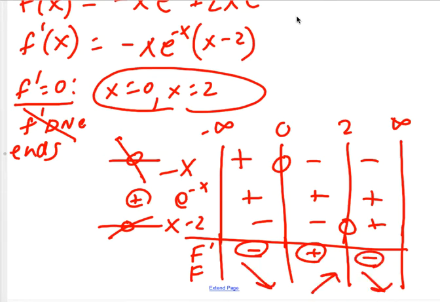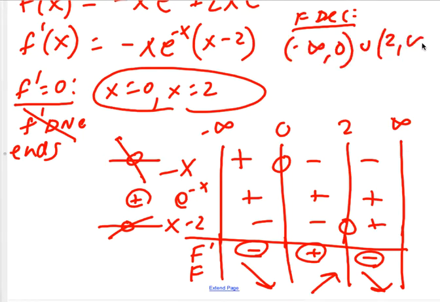So when I answer my question, f is decreasing on the window from negative infinity to 0 and again from 2 to infinity. So negative infinity to 0 and 2 to infinity. And f is increasing on the window in the middle, which will be 0 to 2. All right, moving on.